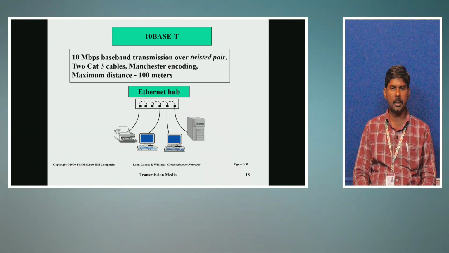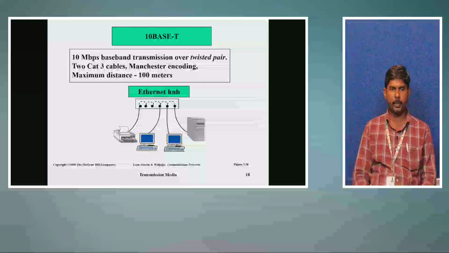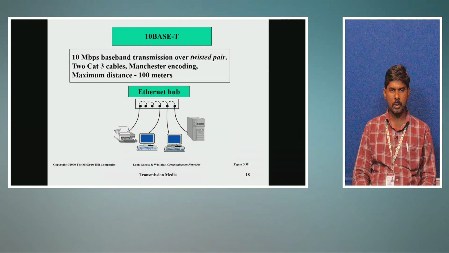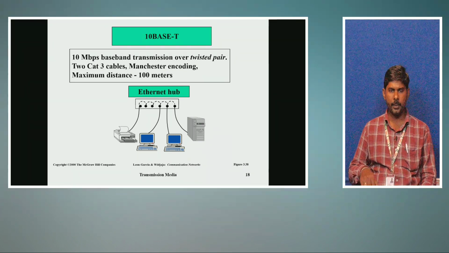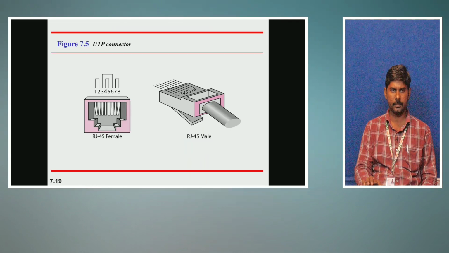Now see here, 10BASE-T. The 10 represents a 10 Mbps speed, BASE represents baseband transmission, and the capital T represents twisted pair cable. That is, a 10 Mbps baseband transmission signal transmitted over a twisted pair cable. In 10BASE-T, two category 3 cables are used, and the signals are encoded using Manchester encoding, and it can transmit up to 100 meters.